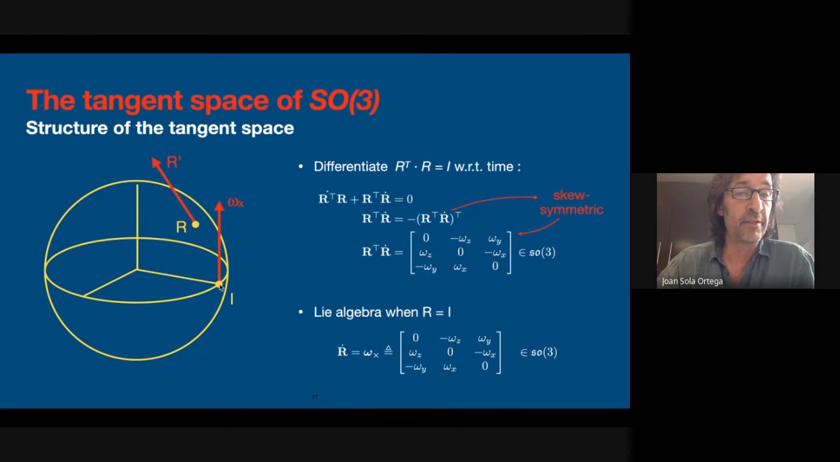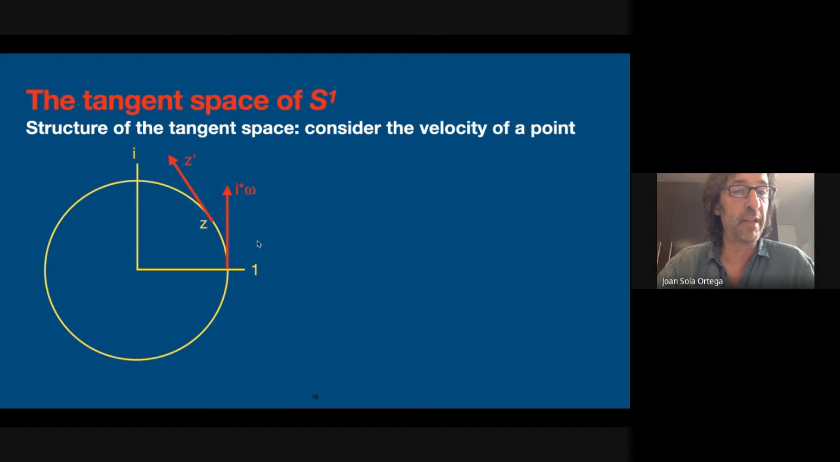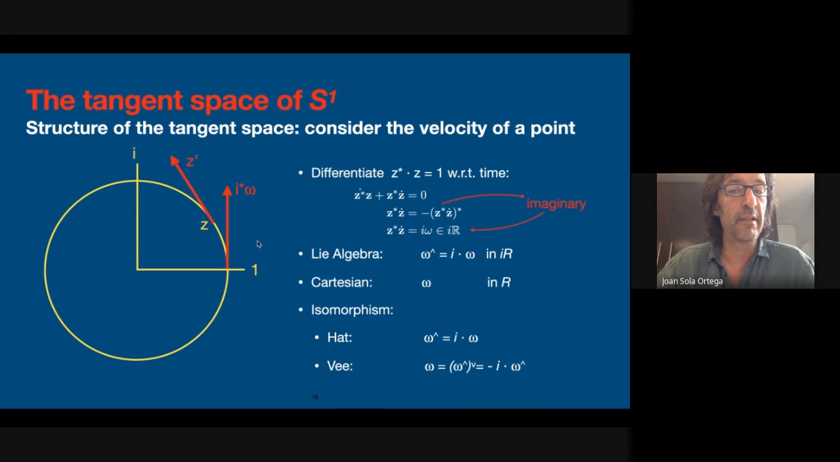One point in particular on this surface is the identity matrix in 3D. It is this point I. If you move, you start rotating and you depart from the identity with a certain velocity. This velocity is ω cross. We will talk about this also. After a certain time, you are here at the matrix R, and this vector here is R dot, which is tangent to the manifold. Remember, it's the same thing we saw here, but in 3D. It is the same idea, but in 3D.